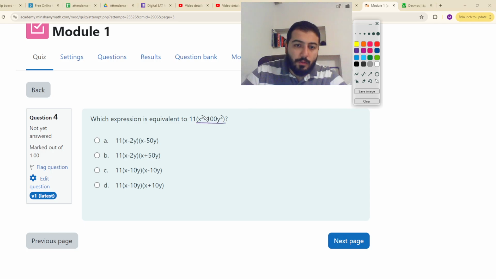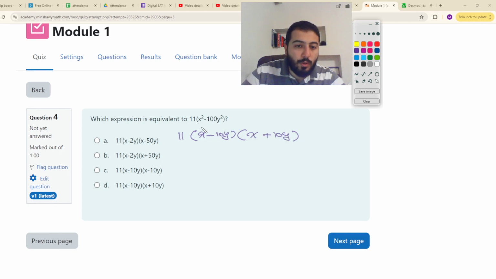In this bracket, you can find x power 2 minus 100 y power 2, and this we can factorize using the difference between two squares factorization method. So the 11 is a scaling factor, you leave it as it is, and we factorize this bracket to square root x power 2, which is x, and another x, and square root 100 y power 2, which is 10y, in both brackets, and one of them is negative and the other is positive.